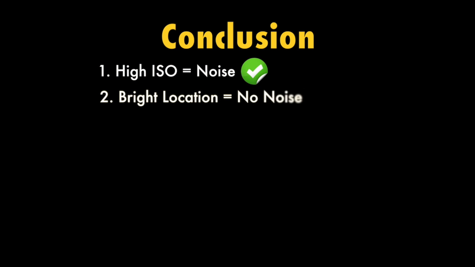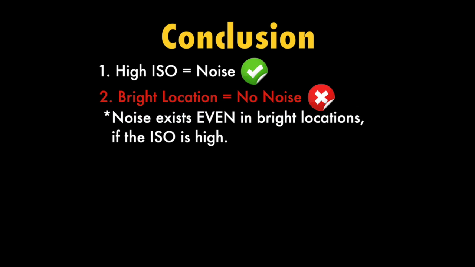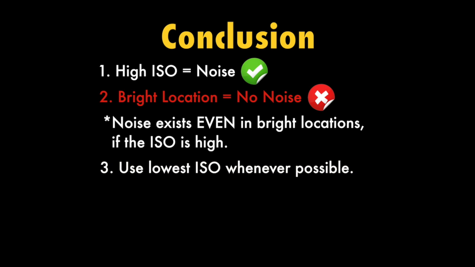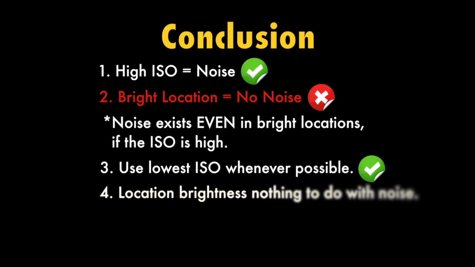Conclusion: it seems there's only one parameter that causes noise. It's high ISO. I always thought that if you are in a bright location, high ISO will not give you noise. Not true. As we can see, in bright location, if your ISO is high, you still get noise. And it gets worse, of course, if the location is darker. So whenever you can, use the lowest possible ISO, regardless the brightness of the location.